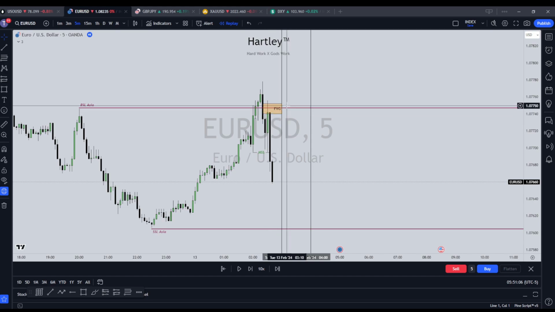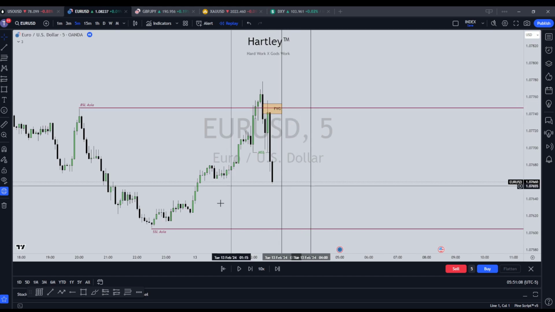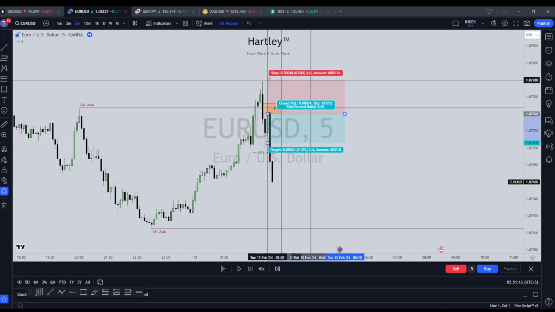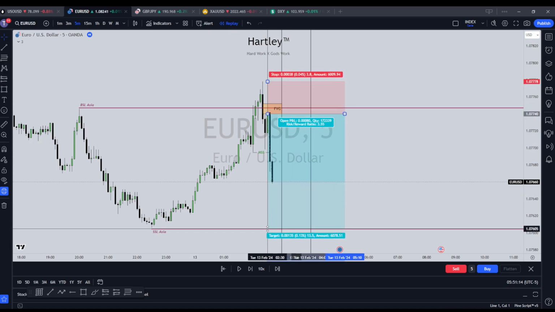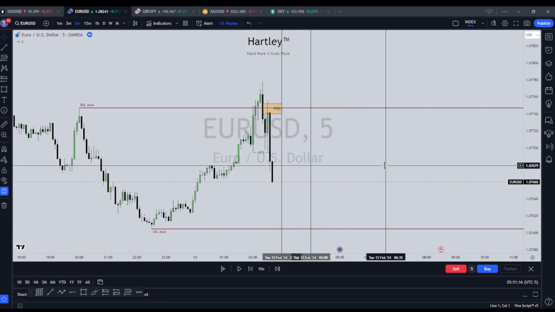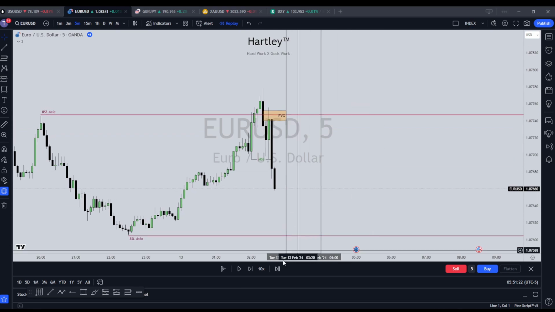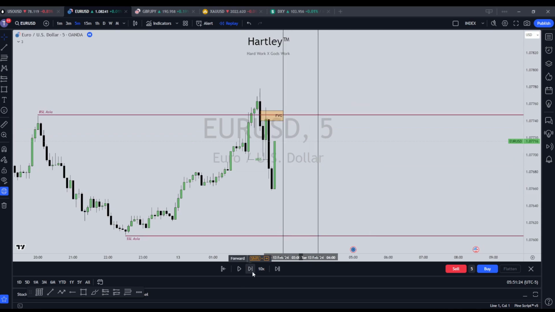This would not have been a valid trade to take because it's not in my silver bullet time frame. But you could have gone short here, stop loss above this high, target these lows here for a 3-to-1. But for the sake of this, I am trading only the backtesting strategy that I have. So I want to specifically test it.